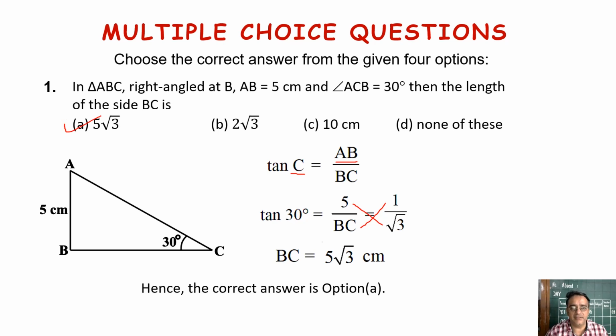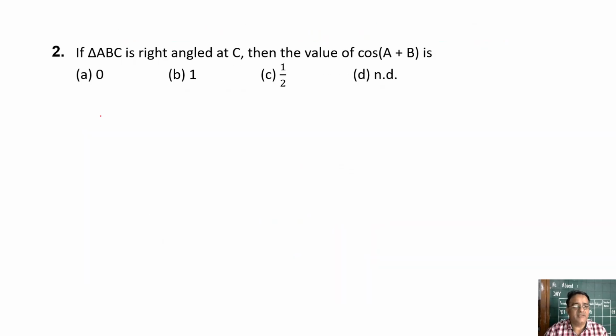Now we are moving towards question number 2. If triangle ABC is right angled at C, so angle C is 90 degree, then the value of cos of A plus B is what? We have to select the correct option. So what is A plus B plus C? 90 degrees? A plus B plus C? 180 degree.